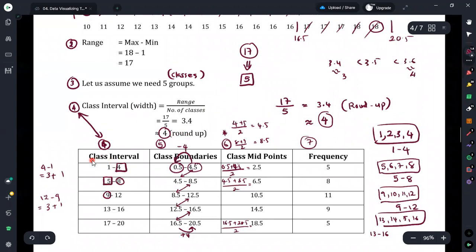Then compute the class intervals, then compute the class boundaries, and using the class boundaries compute the class midpoints, and then assign the associated frequencies for each class. This can be done easily using the class boundaries.